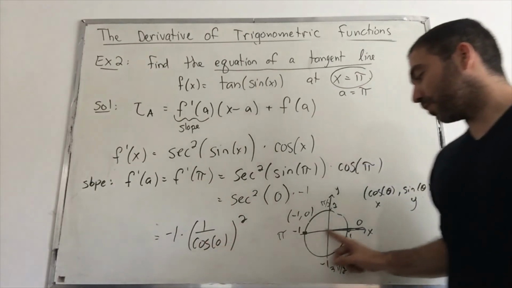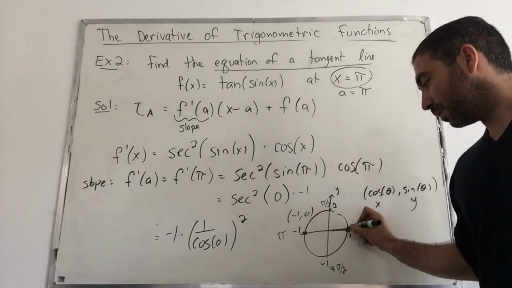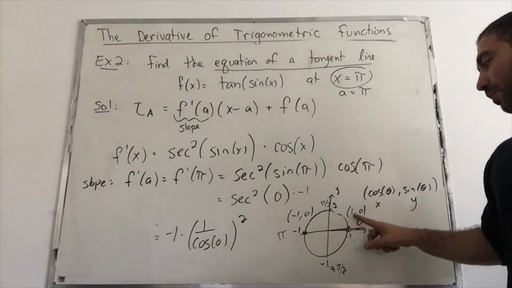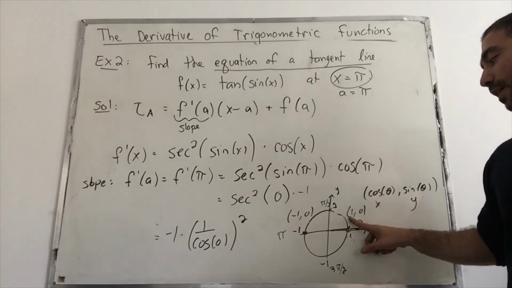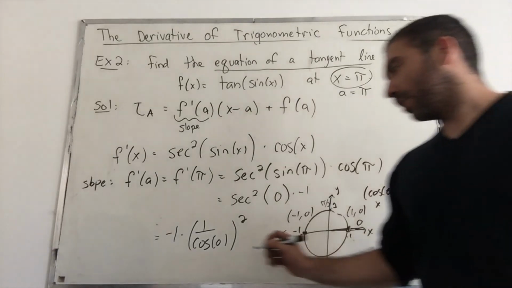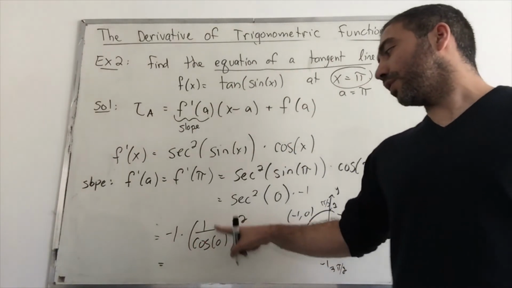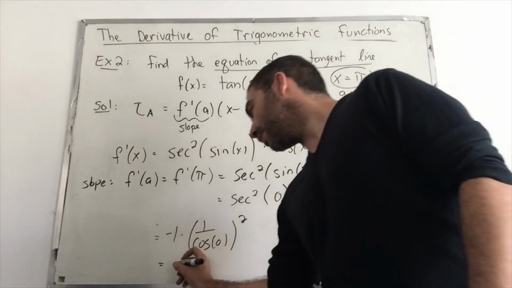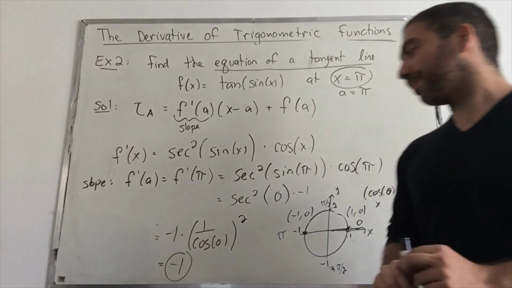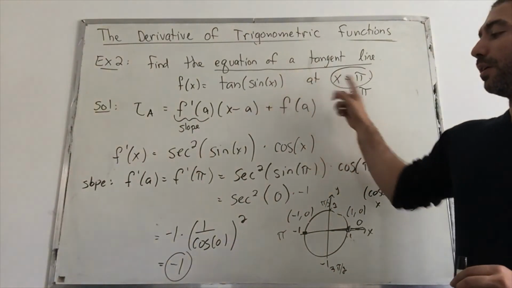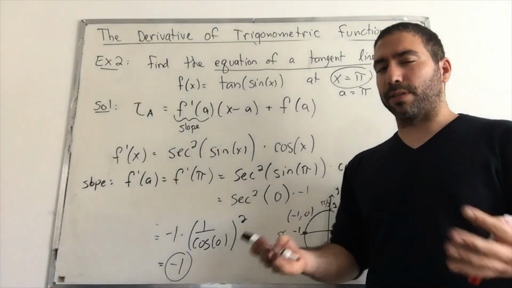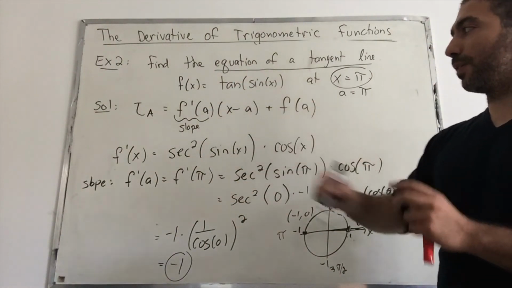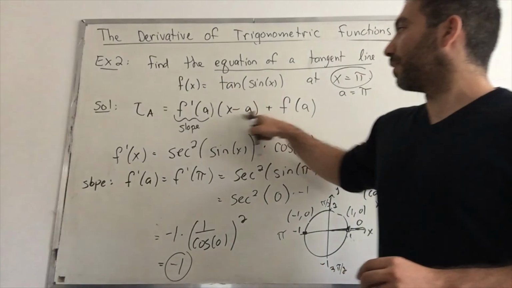So for cos of 0, now we're looking at this point here. This is the point (1, 0). So cos of 0, looking at the x-axis, is 1. So this here is equal to 1. 1 divided by 1 is 1. 1 squared is 1. And then 1 times negative 1 is negative 1. So the slope of the tangent line is negative 1. If the question was asking to find the slope of the line, we're done. In this case, it's asking for the equation of the line. So we just found this value here. We have to go find the rest.